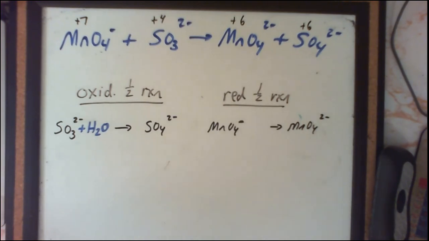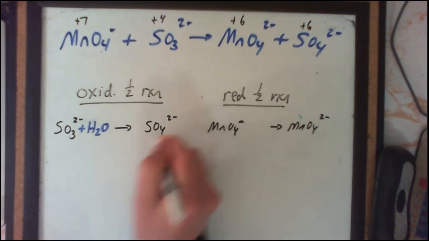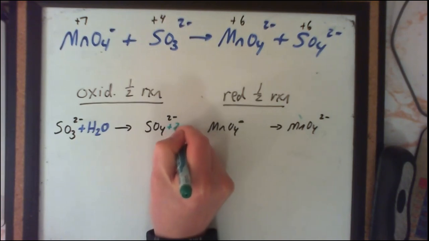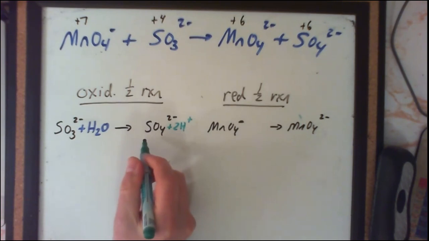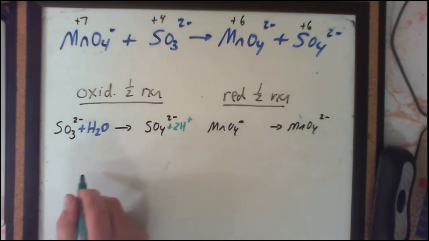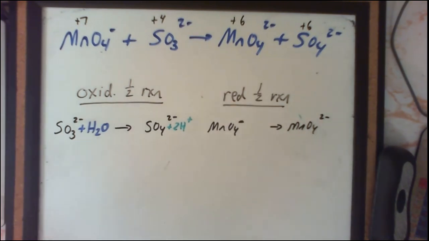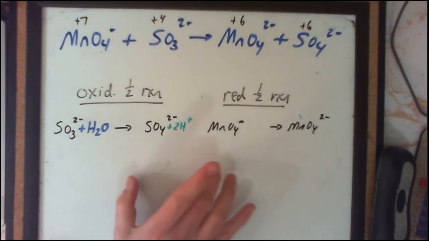The next step then is to balance the hydrogen atoms using hydrogen ions. So we have 2 hydrogen atoms versus 0. So to mass balance the hydrogens, I'm going to add 2 hydrogen ions here. So now this reaction is mass balanced for all the different elements. And then over here we have 0 hydrogens versus 0 hydrogens, so we're good. And so now each half reaction is mass balanced. Now I want to make sure they're charge balanced.